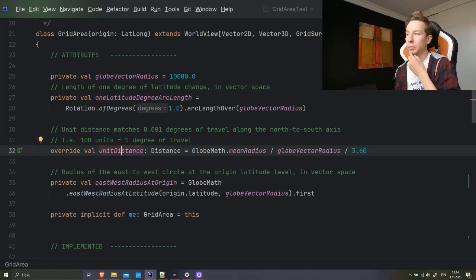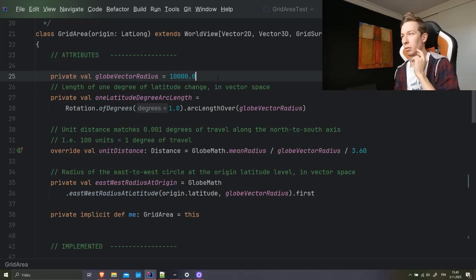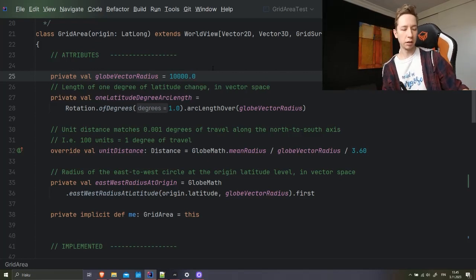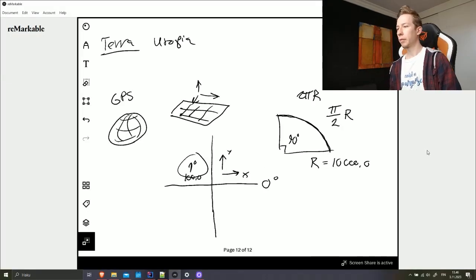So this unit distance, shouldn't this match, or didn't we plan to have this match 1 degree of travel, or 0.01 degree of travel along the latitude line? So for that, this globe vector radius is just BS. Globe vector radius should be, what should it be? Well, we can at least reverse engineer it in a sense. So let's go back to the drawing board. Anyway, okay, so here we are back at the drawing board, so to speak.